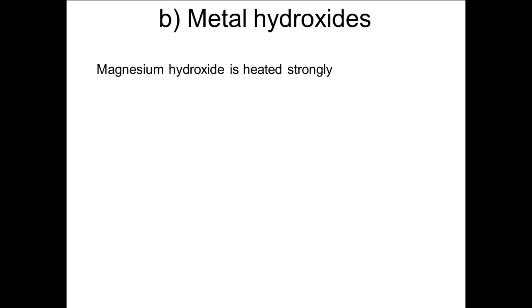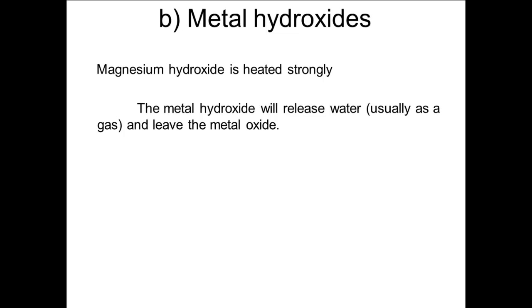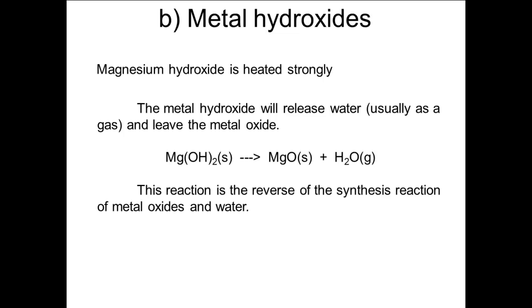B. Metal hydroxides. Magnesium hydroxide is strongly heated. The metal hydroxide will release water, usually as a gas, and leave the metal oxide. Again, this is the reverse of the synthesis reaction.